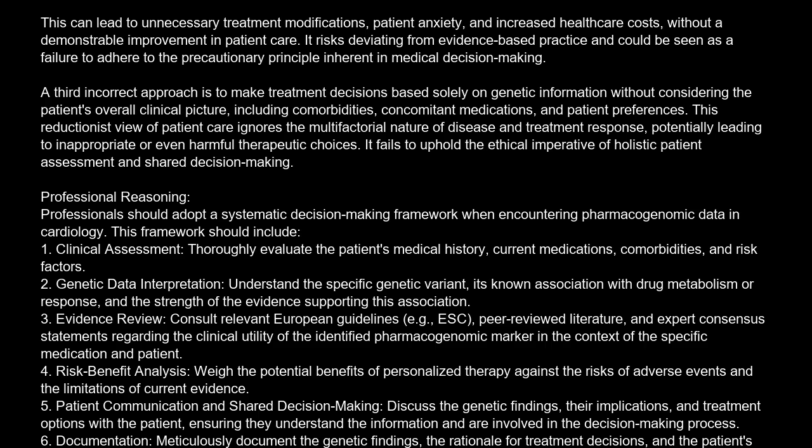5. Patient communication and shared decision-making. Discuss the genetic findings, their implications, and treatment options with the patient, ensuring they understand the information and are involved in the decision-making process. 6. Documentation. Meticulously document the genetic findings, the rationale for treatment decisions, and the patient's input.